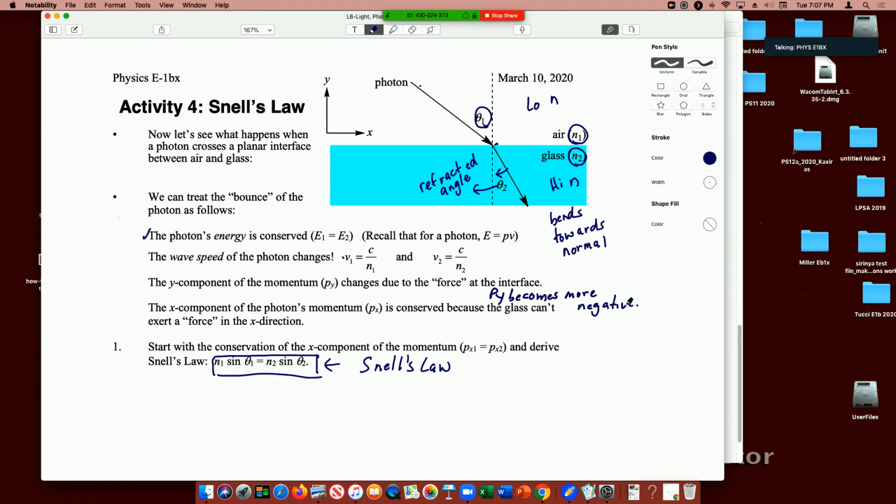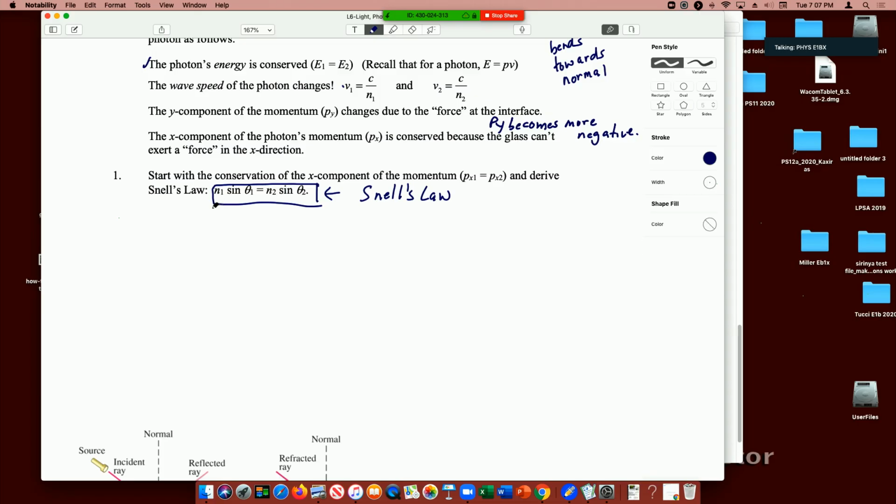Okay, the x component is still conserved, for the same reasons that we just talked about. There's nothing that changes the momentum of the photon in the x direction. Those are all the facts, those four things. So using those four things, try to derive this. Think about it for a couple minutes yourself, and then turn to the people around you.